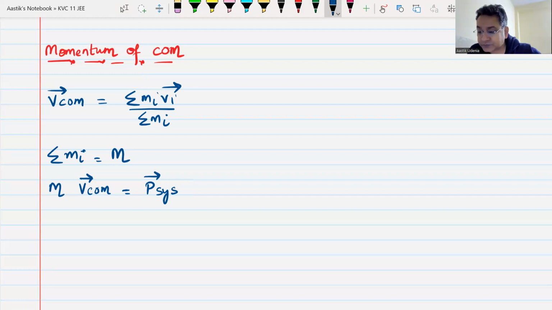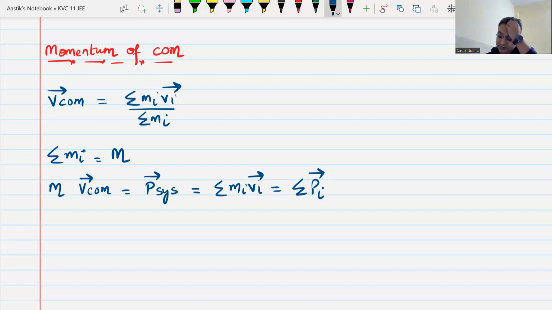Yes or no? This is known as the momentum of the center of mass, or the momentum of the system of particles, which becomes equal to the summation of mi vi vector. This mi vi is nothing but the momentum of individual particles. So the momentum of the center of mass of the system actually becomes the summation of the individual momenta of the system. Do we understand this?